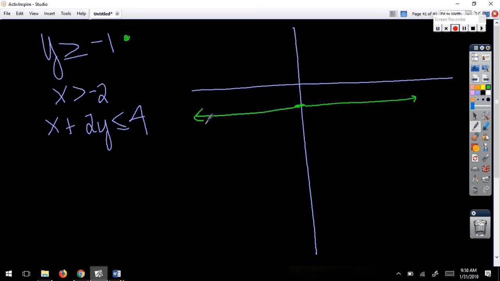That is the line y equals -1. Remember, y equals is a horizontal line, and it's going to be a y, not an x. x equals is a vertical line. If it's x equals 3, then you go over to 3 and do a vertical line. If it's y equals a number, it's always horizontal.